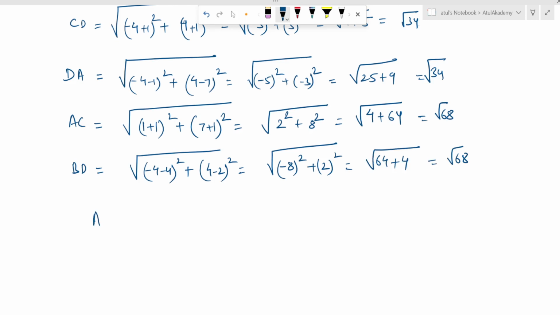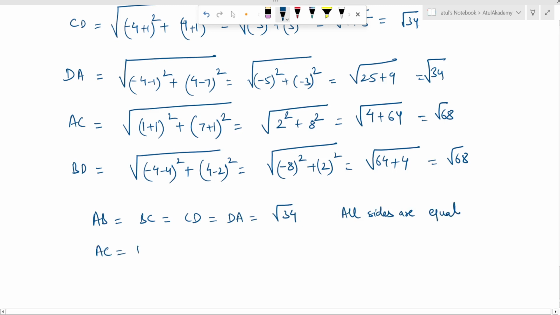Now I got AB equals BC equals CD equals DA. All are root 34. So all sides are equal. Then I also got AC equals BD equals root of 68. So diagonals are equal. So therefore I'll say that ABCD is a square.